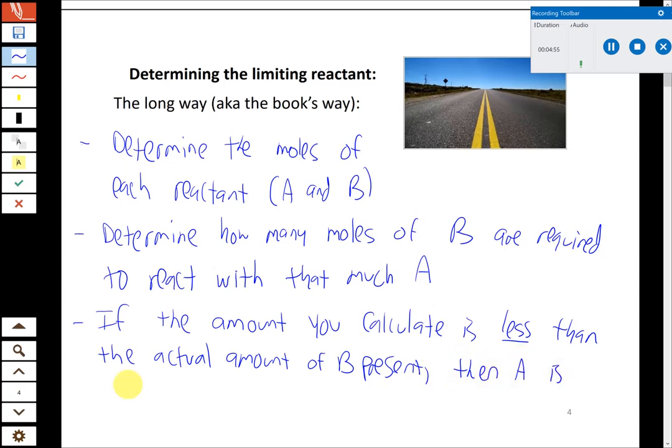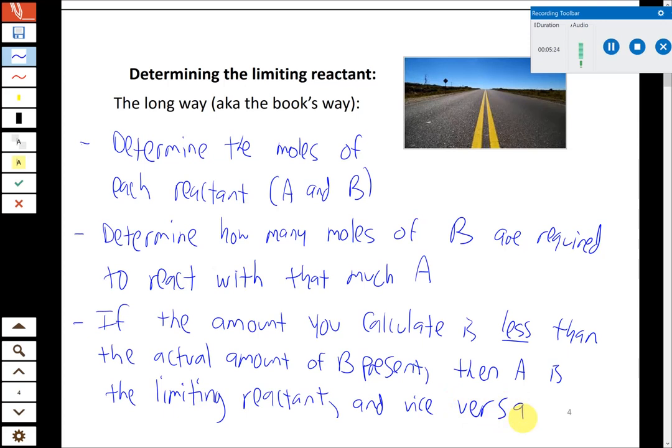And so basically the idea here is if you calculate an amount of B that's less than what you actually have, that means you have more B than you need, meaning A is the limiting reactant. But if you calculate an amount of B that's greater than the amount of B you actually have, that means you don't have enough B and it's the limiting reactant. All right, and this works in both directions. So this is one way to do it, just calculate moles of each and work both ways.